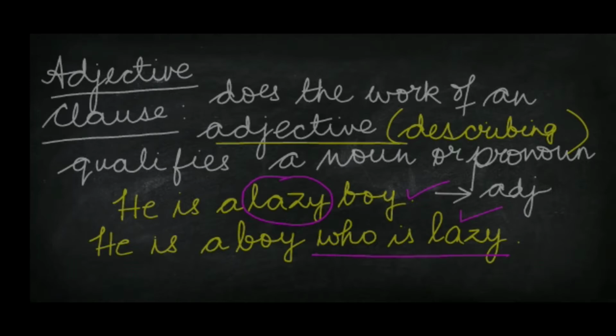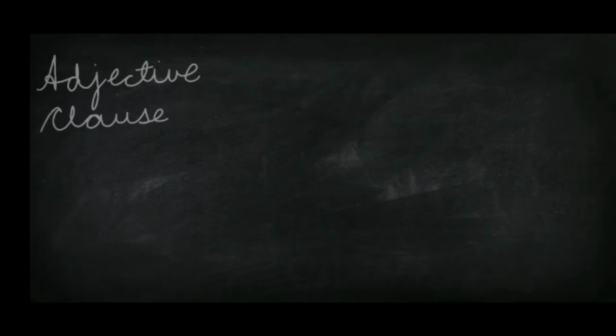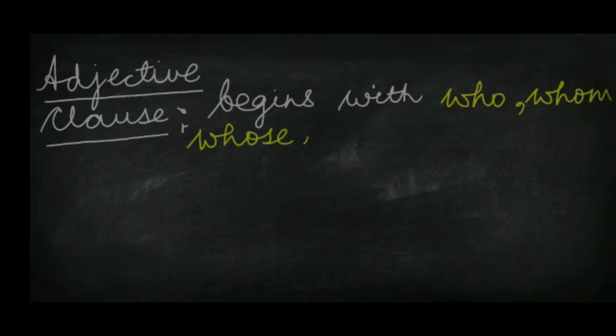In sentence number 1, lazy boy, lazy is the adjective, and in sentence number 2, the group of words who is lazy is the adjective clause. Who is the subject and is lazy is the predicate, since a clause has a subject and predicate of its own. Understood? It is easy to make a sentence having an adjective clause if you remember the following rules. You will be able to identify the clauses, the three clauses that you will do: the adjective clause, the adverb clause and the noun clause. In this video, we will do only the adjective clause.